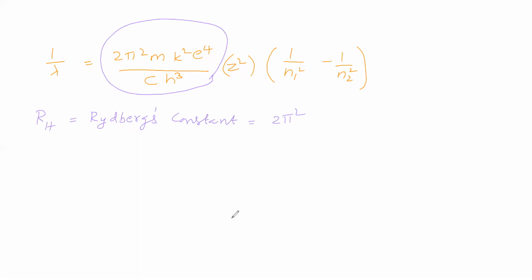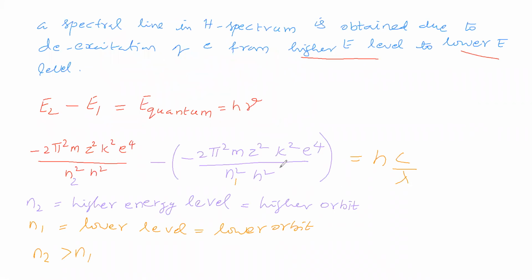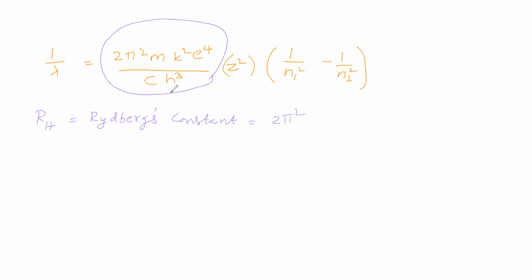Sorry. You are asking how we got this formula. For that, you see that we have taken this one. In this case, what are the common terms? The common terms are here 2, here also 2, here pi square, here also pi square. So take the common terms outside and rewrite, and you will get this formula. In this formula, this rounded term is called the constant term. This constant we have taken as Rydberg's constant, that is 2 pi square m k square e power 4 by ch cube.